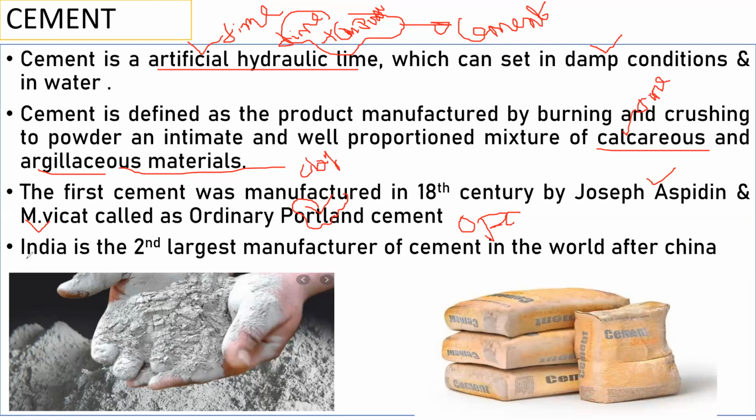The most important thing is that India is the second largest manufacturer of cement in the world after China. And you have all seen how cement looks, which is gray in color. This is how the bags of cement are available in the market. One bag of cement is usually 50 kg. At present, the rate of cement falls somewhere close to 350 to 370 rupees per bag. So this was an overall understanding of what cement is all about.